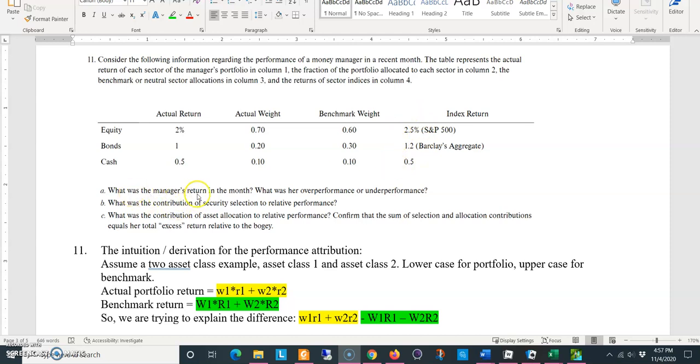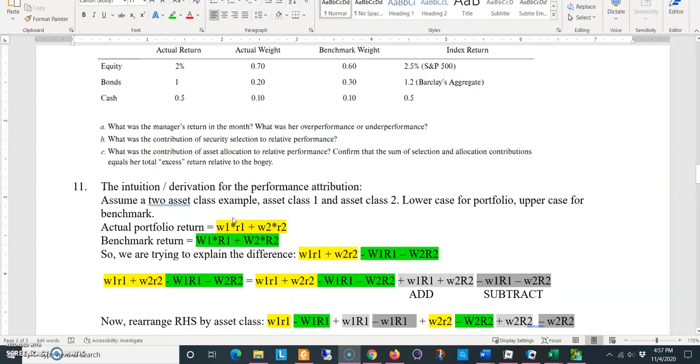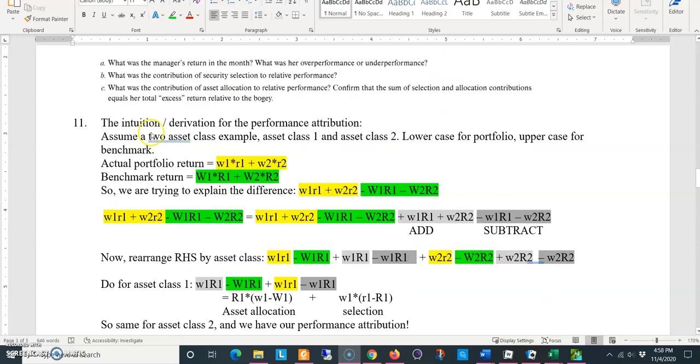So we have to calculate the fund manager's return and then compare it to the benchmark, see whether they overperformed or underperformed, and then see if we can attribute the performance to security selection or asset allocation. So we've seen this in the lecture slides, but I want to make sure that we understand how this works. So let's walk through a really simple derivation.